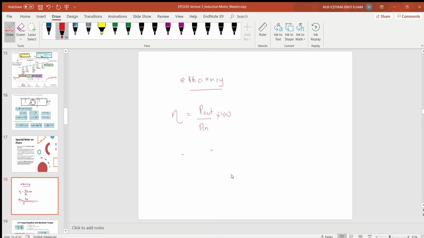So the efficiency of the induction motor is similar to the efficiency of other machines, which is efficiency equal to P out over P in times 100.